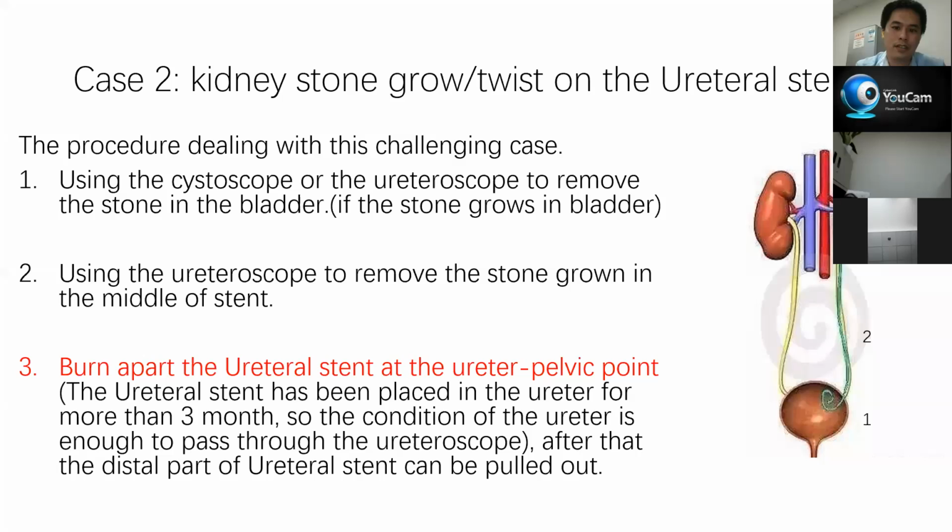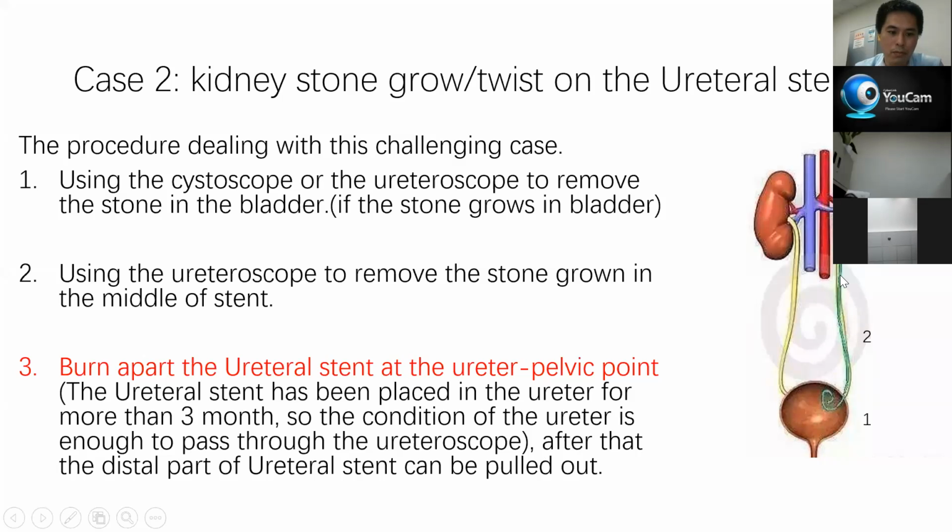First, we use a cystoscope or the ureteral scope to remove the stones in the bladder if they have stones in the bladder. Using the laser or other things, it's all okay. And then using the ureteral scope to go back towards the ureter and see if there are stones growing in the middle of the stent. If they have stones, use the laser to break them.